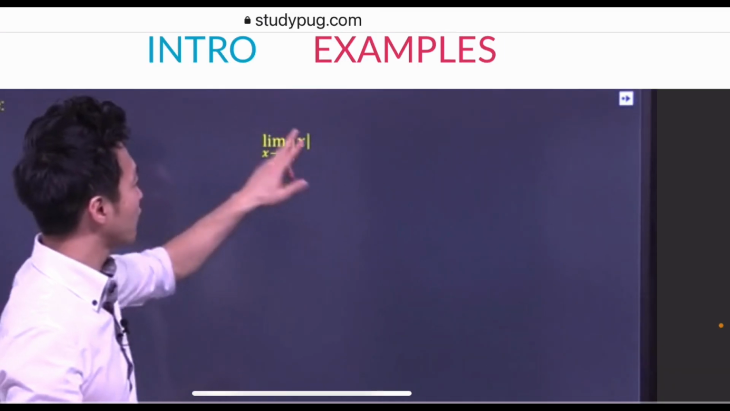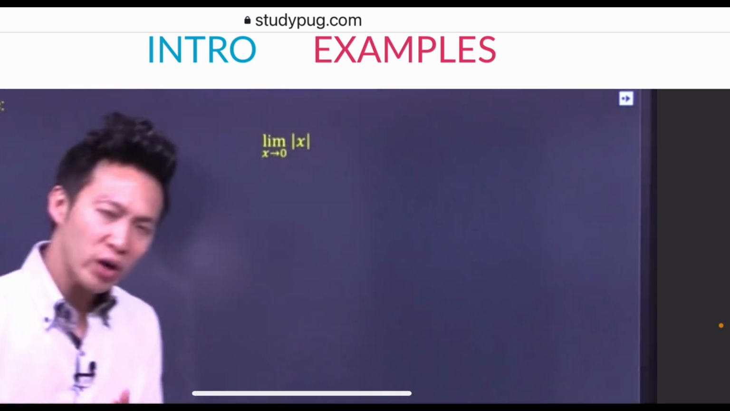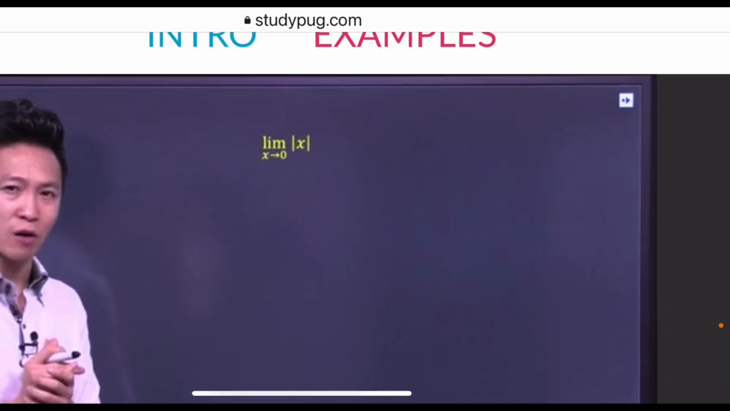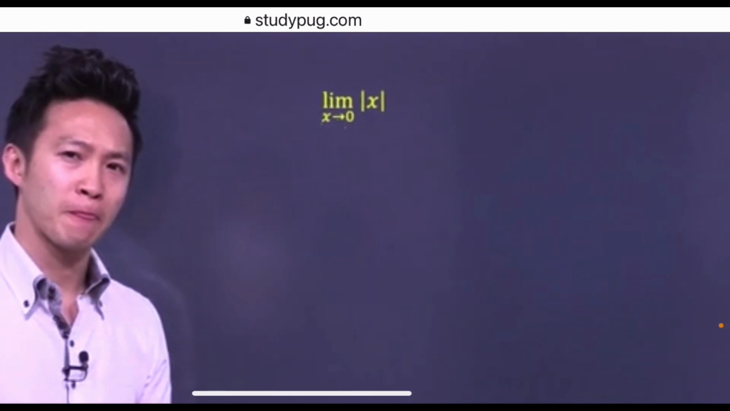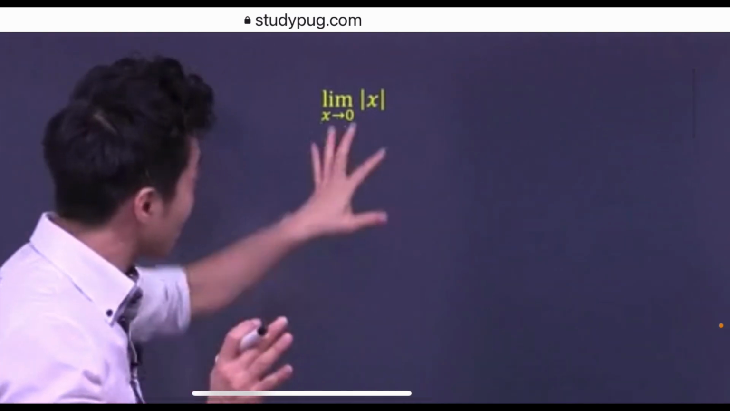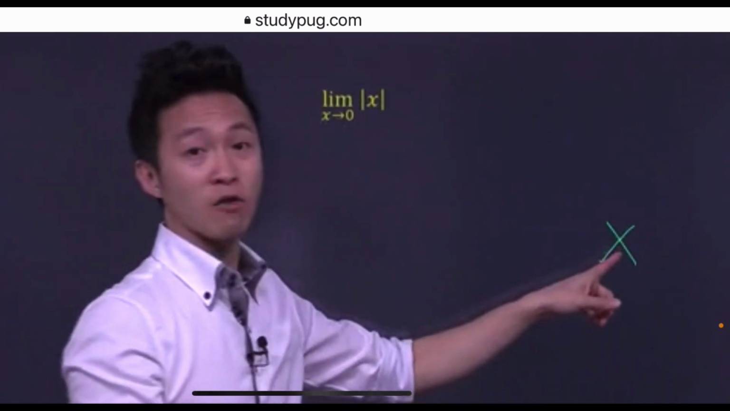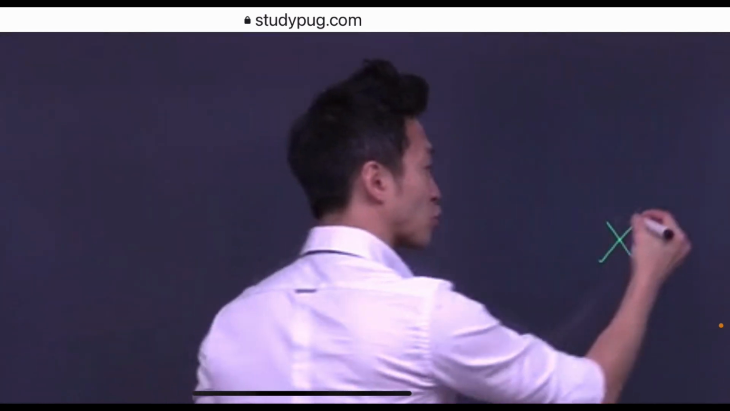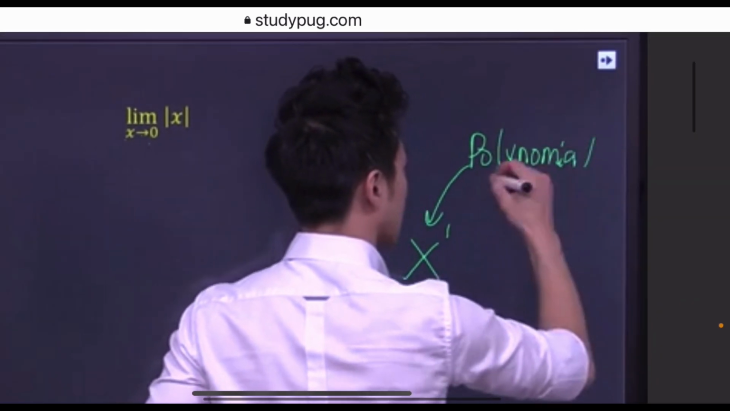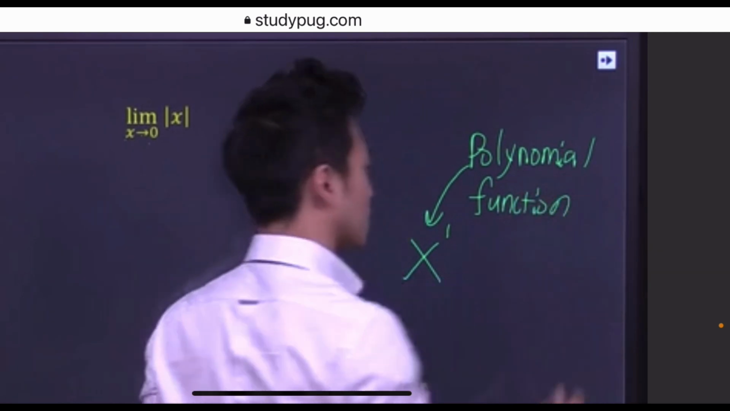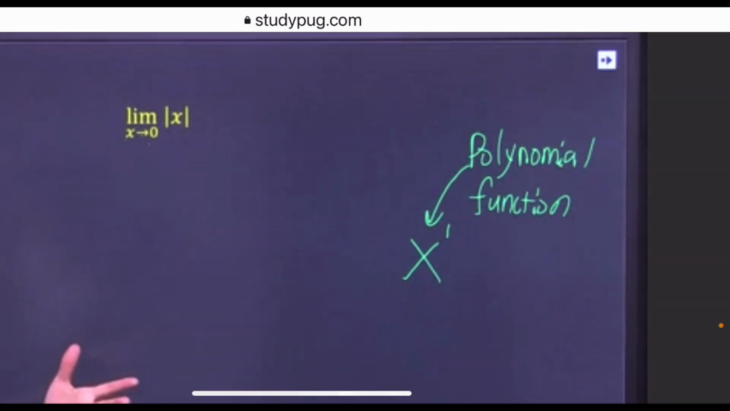Let's determine the limit of the function absolute value of x, as x approaches 0. Before we apply direct substitution, we always have to ask ourselves, is the function continuous at 0? Well, let's analyze this absolute value function. First of all, the function x itself is a polynomial function of degree 1. And a polynomial function is always continuous everywhere, as we discussed earlier.